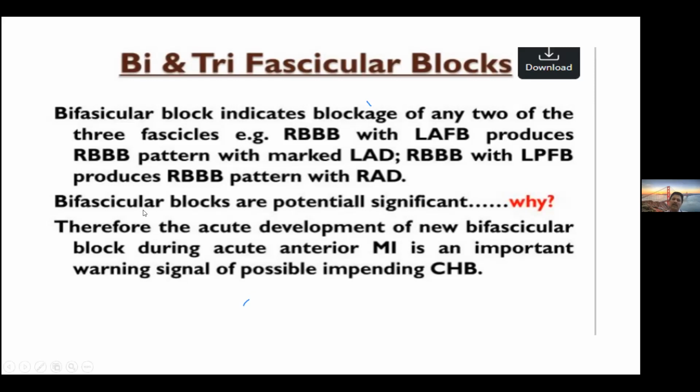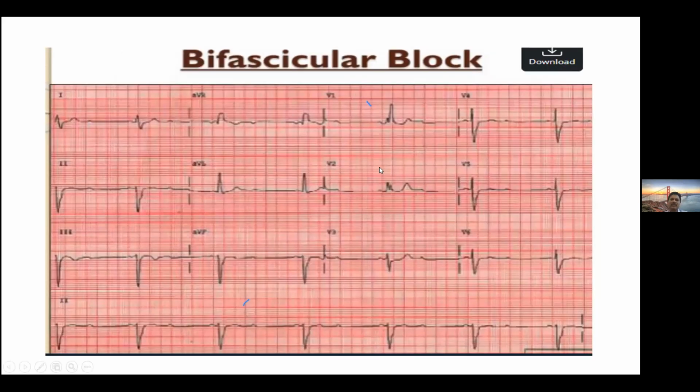Bifascicular blocks are potentially significant. Why? Because during acute MI it is a warning sign that the patient is going to develop complete heart block very quickly. Now see the bifascicular block. See here, if you happen to see right bundle branch block, RSR in V1, terminal S in V6, now you see a wide QRS complex, more than 3 small squares.